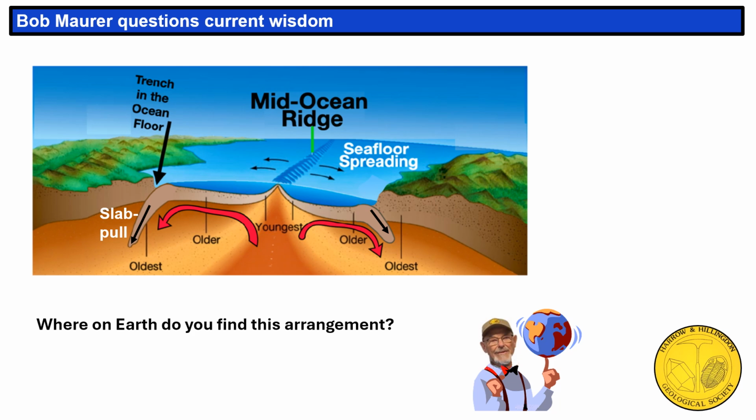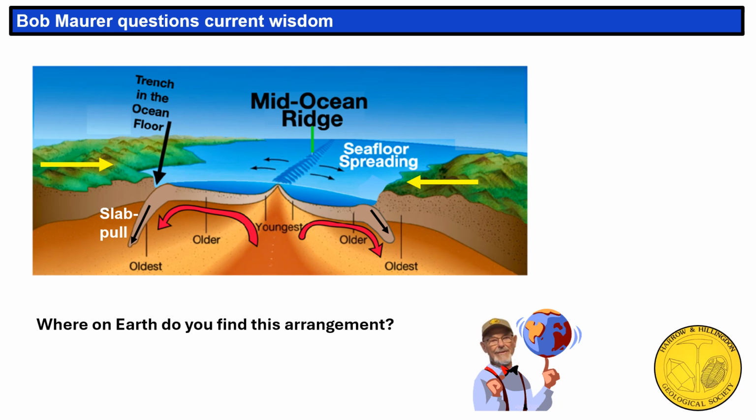What's missing from this diagram is in fact the direction of the continents, because unless the continent is moving in this direction, you won't have any subduction. Subduction does not occur where the continent is not moving. I'll show you that in just a moment.